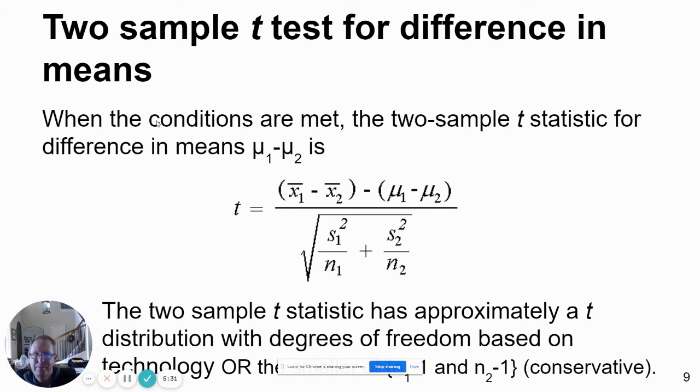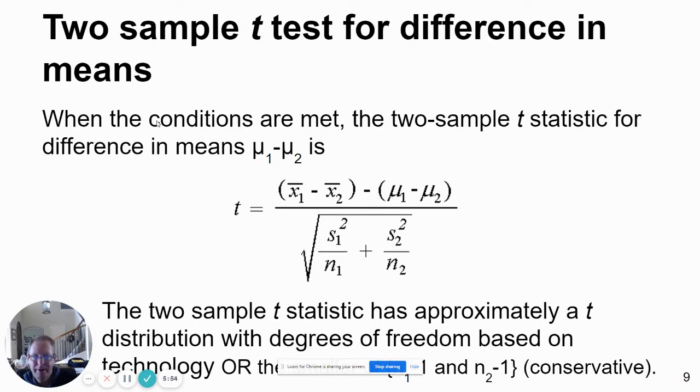Okay, when the conditions are met, the two-sample t statistic for the difference of means is given by this equation. So in the numerator, we have the difference between the sample means minus the difference between the, well, this will be the hypothesized value, and usually that's going to be 0.